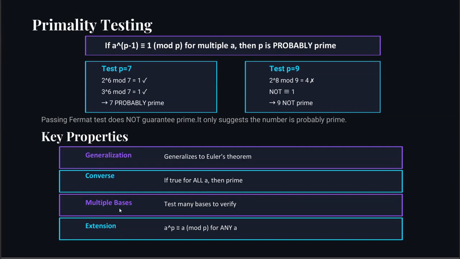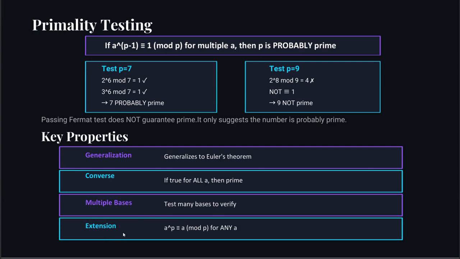The third property is that testing multiple bases increases confidence. For example, instead of testing only a equal to 2, we may test a equal to 3, a equal to 5, a equal to 7. If the number satisfies Fermat's theorem for many different values of a, our confidence that the number is prime becomes much higher. This idea is widely used in practical primality testing algorithms.